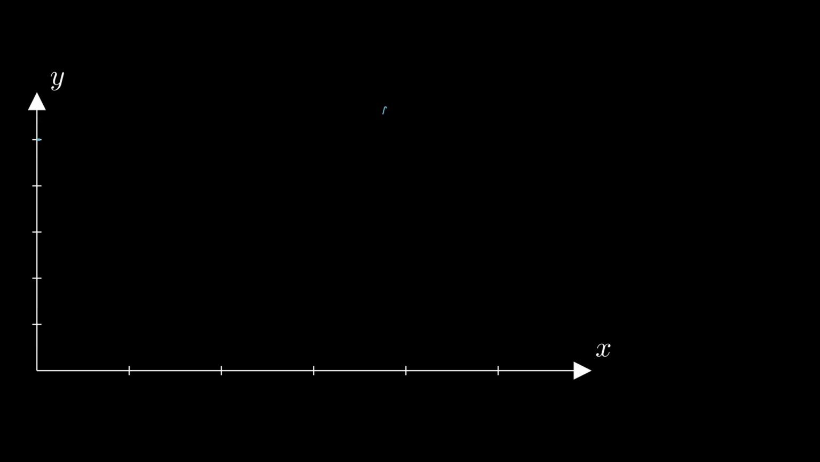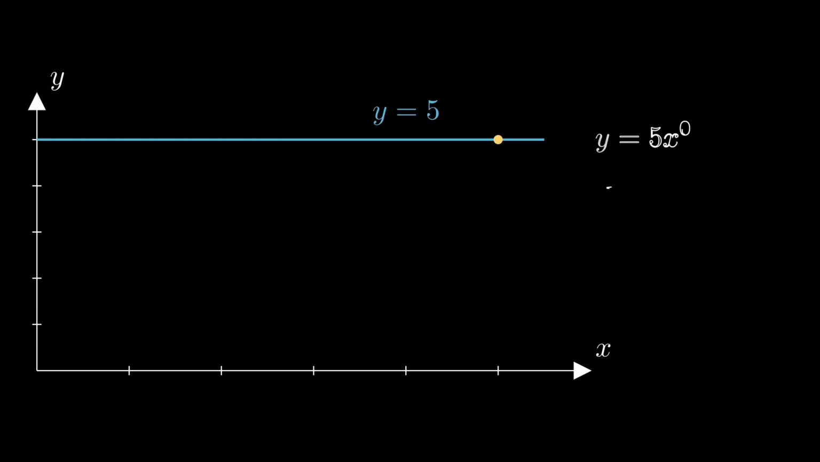Look at it geometrically. A constant function like y equals 5 is a flat line. It has 0 slope, meaning its derivative is 0. Algebraically, we can write 5 as 5x to the power of 0. If we apply the power rule for derivatives, we multiply by 0, which confirms the result.